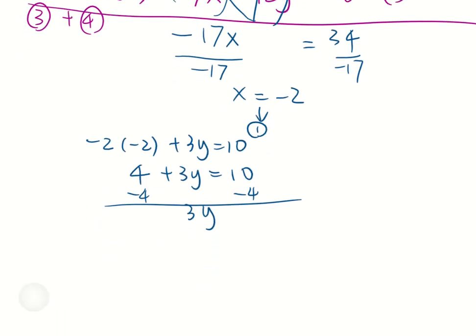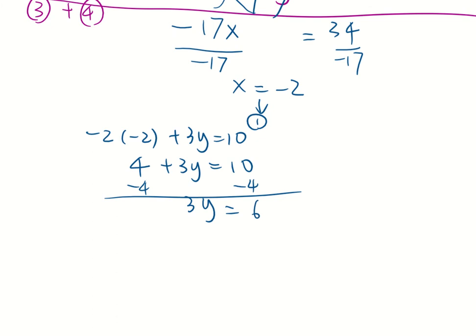3y equals 6. Divide both sides by 3. y equals 2. So you get the same solution. x is -2, y is 2.